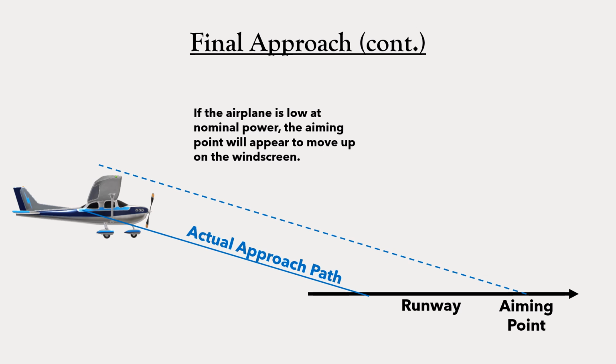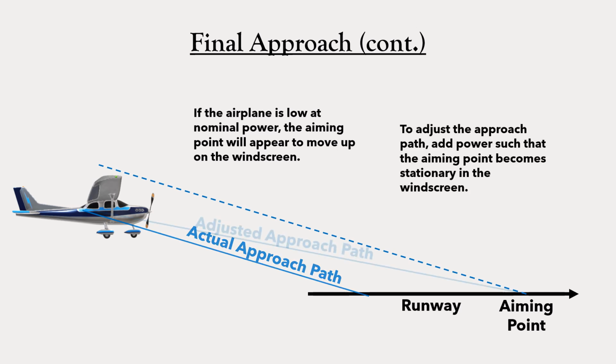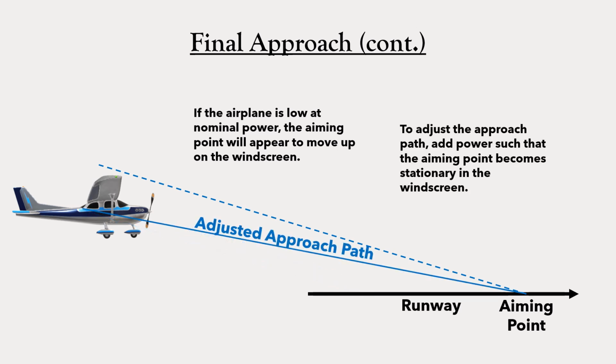The opposite happens if you're too low. So if you're too low and you're moving along at your nominal power setting, you would not make it to your aiming point. And you'll notice that because the aiming point will appear to be moving up on the windscreen. So to adjust that, you add power. That will cause you to approach at a shallower angle and reach your aiming point.